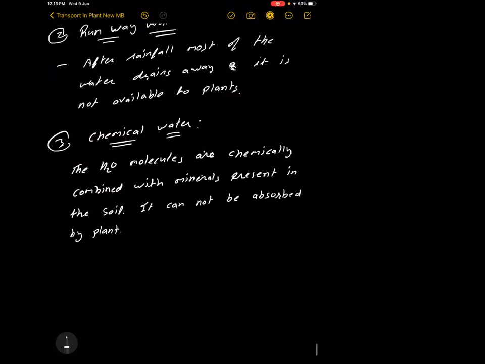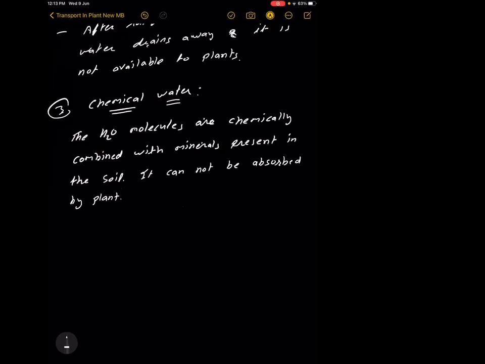Okay. Now chemical water. So chemical water means chemically combined with the minerals. Minerals are always present in the soil, so they combine with the water molecules. So it cannot be absorbed by the roots. Okay. This is the problem.